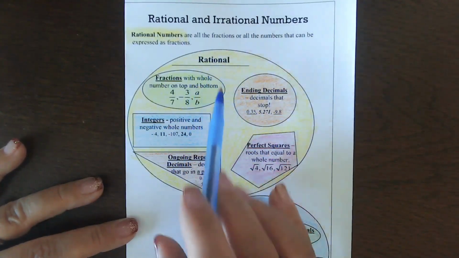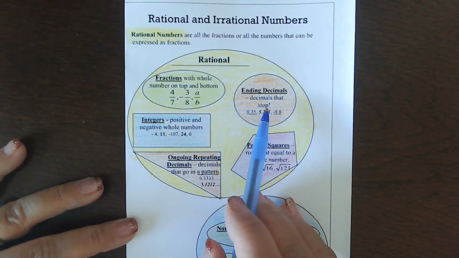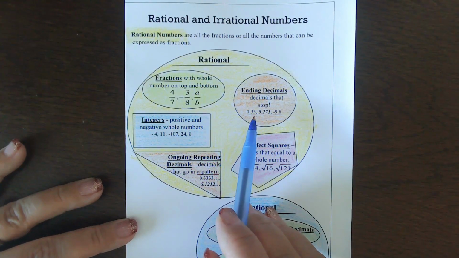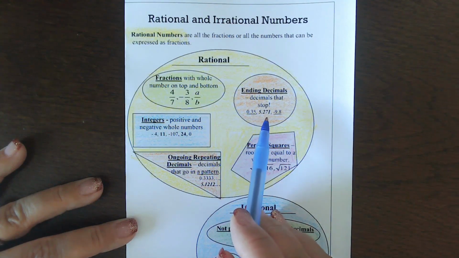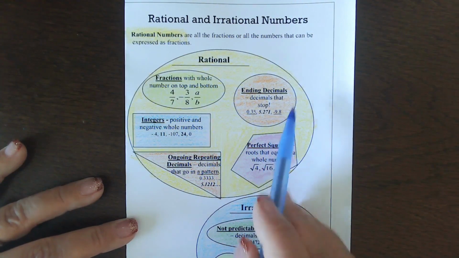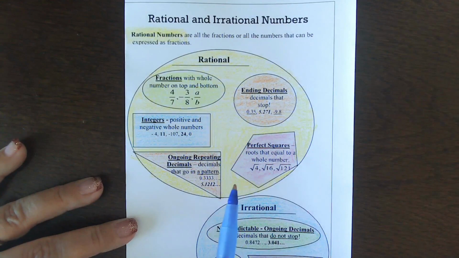Rational examples can be ending decimals, decimals that stop. They are ending. So examples: 0.35, stop. 5.271, stop. Negative 9.8, stop. Ending decimals are fine. They are rational.